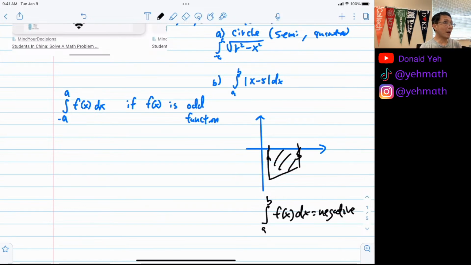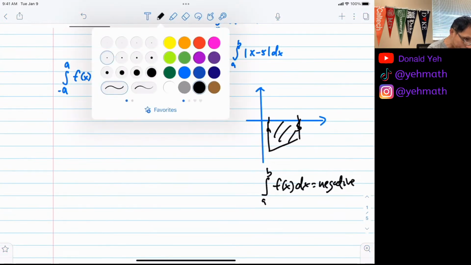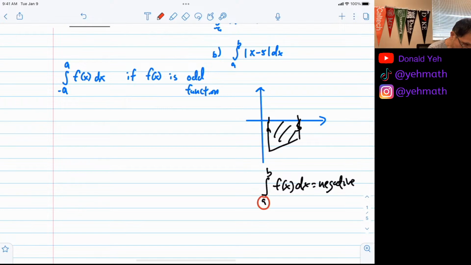Now, if you switch your boundary, then you can make it positive. So the boundary, I would prefer the lower bound to be the lower number. But it can be the higher number, you just have to switch the sign. So usually you start from 0 to 2, not 2 to 0, unless the question requires you to go from 2 to 0. Then you have to put a negative sign in front of it.